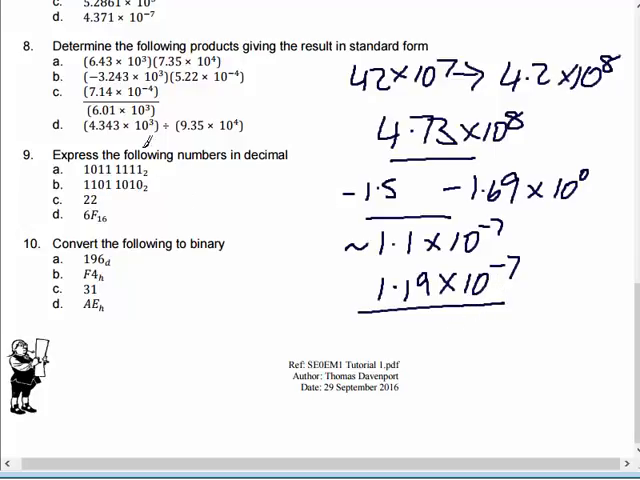And then finally, for part D, we've got 4 times 10 to the 3 divided by 9, so that's roughly 4 over 9, which is about 4.5. 10 to the 3 divided by 10 to the 4 is going to give us 10 to the minus 1, so we're going to get 0.05 as our estimate. And then if you do the calculations, you'll get an answer of 4.64 times 10 to the minus 2. So that's in line with our estimate, so we can be confident that that answer's okay as well.